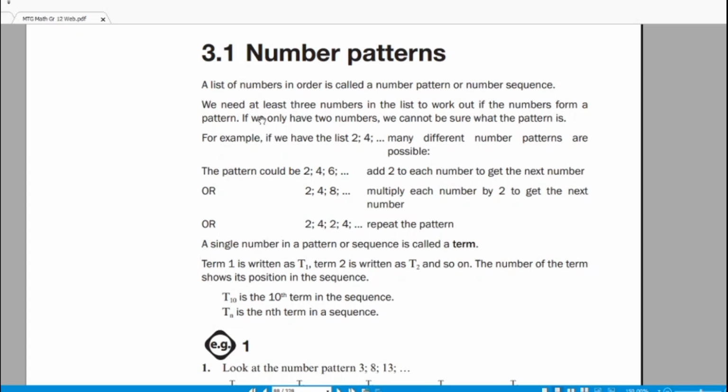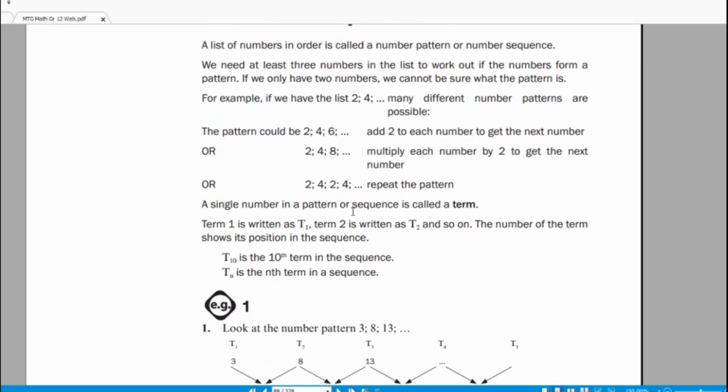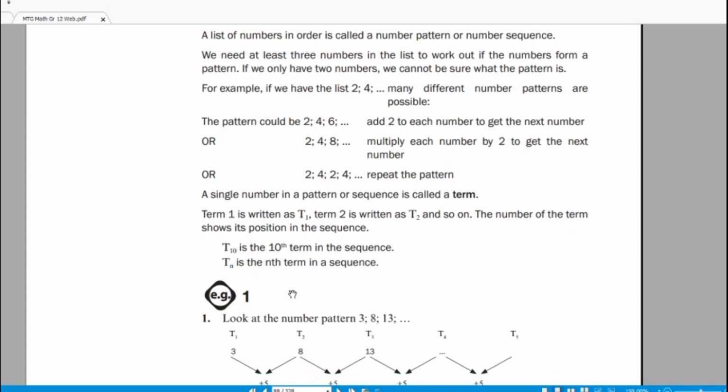Right? So now, in your question paper, you'll need at least 3 numbers. Decide whether those numbers form a pattern or not. Then we also defined the term of a sequence. A single number in a pattern or a sequence is called a term. In this sequence 2, 4, 6, a single number is a term. 2 is a term, 4 is a term, 6 is a term, and so on.